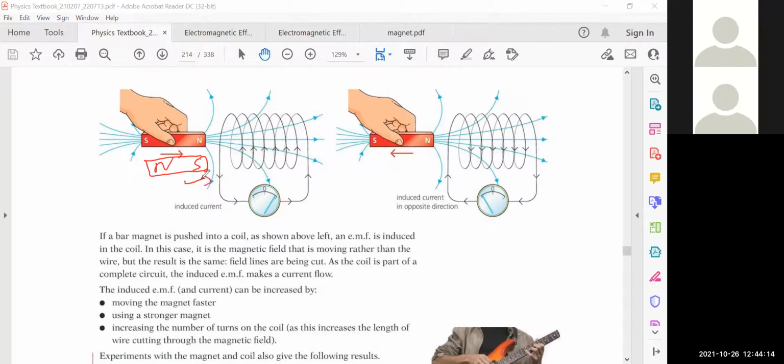Then what will happen in the current? Then again the south pole will be there, repulsion will be there, Lenz's law will be there, and if the Lenz's law is there, south pole there, then the direction of the current will be in the clockwise direction. Clockwise direction. So that is the answer for that question.